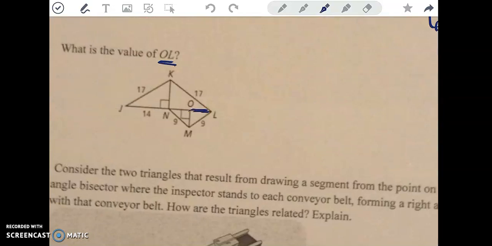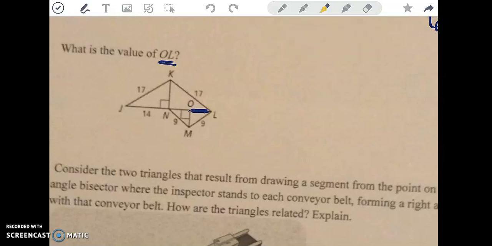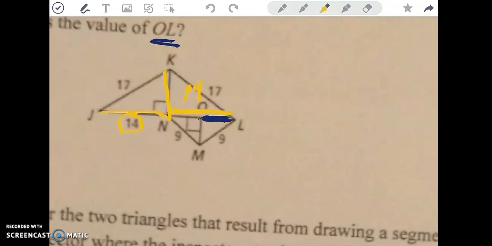What makes this one a little bit different is we're looking for OL. OL is this portion right here that I've highlighted. Based off what we have, we have a triangle, and this is our perpendicular bisector. So now we know that this here is going to be equidistant, the same as it is for that whole thing. But we don't have the whole thing. We know that the whole thing is 14 over here, so really this whole side is also going to be 14. The issue becomes it's asking for just the blue highlighted portion.